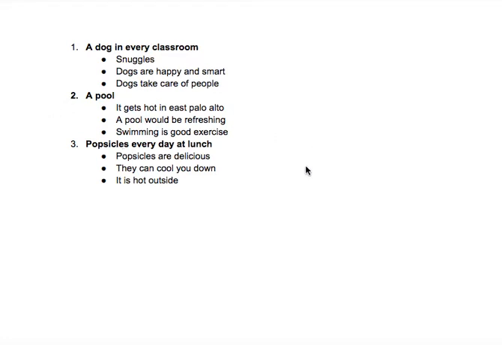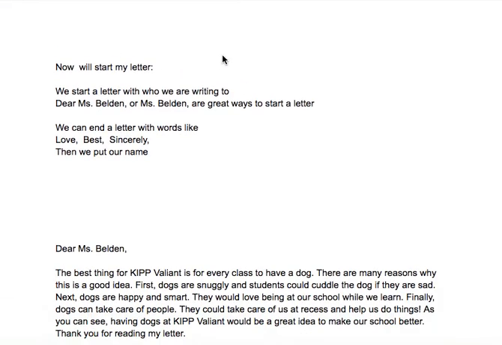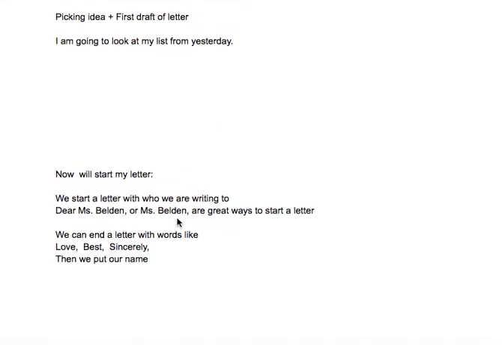And so now is the tough part. I have to decide. I really think popsicles would be cool. I think a pool would be awesome, but for this letter, I'm going to write to Miss Belden about having a dog in every classroom. Okay? So that's the first step: picking from your list which one you're going to write about. I'm going to pick my number one idea. And remember my reasons and examples were dogs give snuggles, dogs are happy and smart, and dogs take care of people.